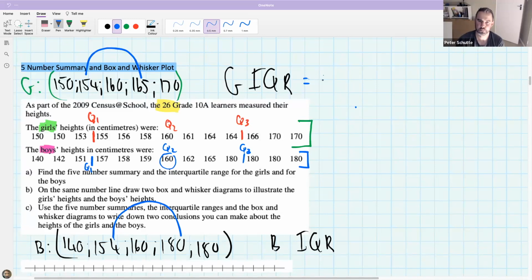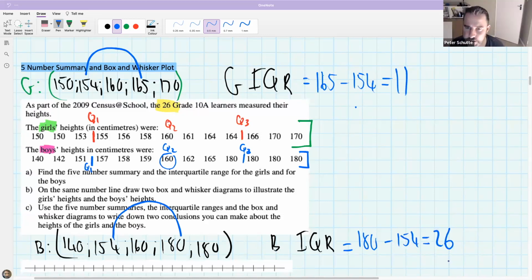So for girls, it's going to be 165, so we should get 11. I should have done that in green, but. And for boys, 180 minus 154, which is 26. So what do we notice about the interquartile range for boys and girls? What are some of the things we could talk about if we had to describe the differences?